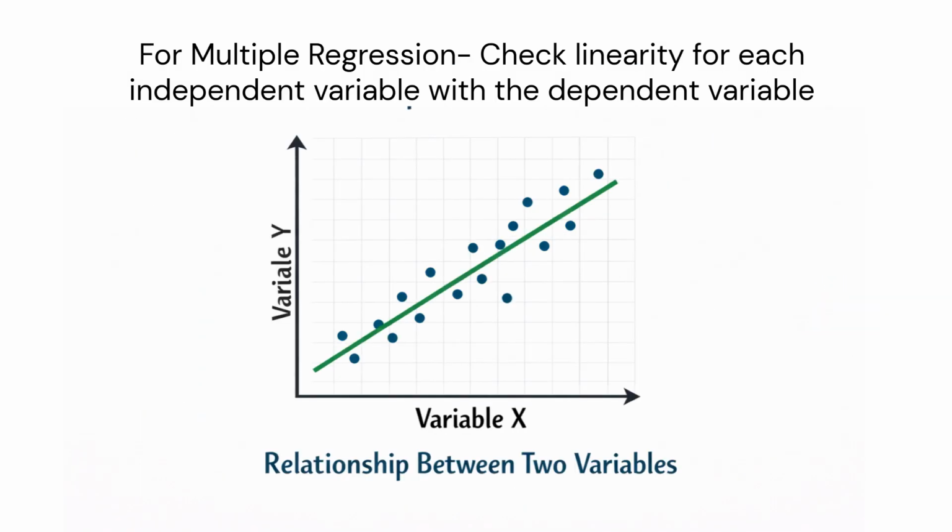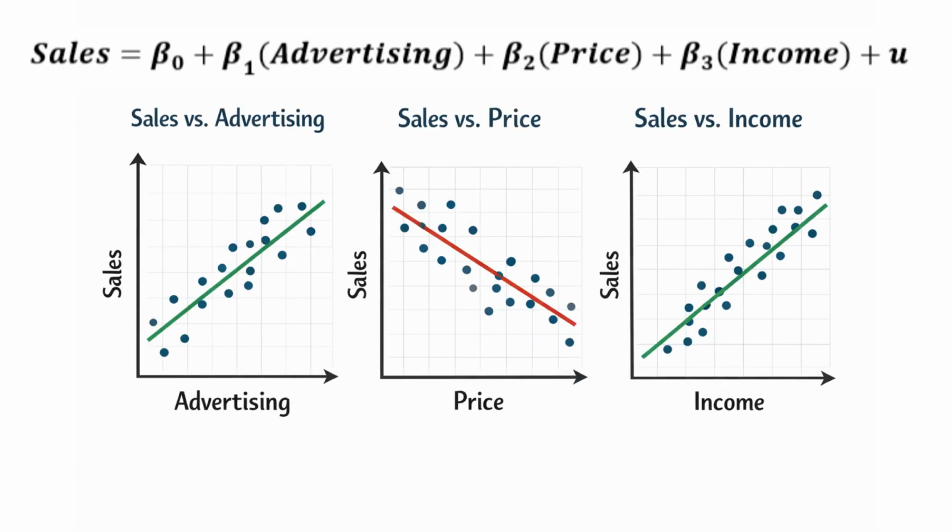Even in multiple regression, we often check the relationship between two variables. For example, if we want to construct a model for sales, the independent variables may be advertising, price, or income. So we check the relationship between sales versus advertising, sales versus price, and sales versus income. These pairwise plots will give you a rough idea.